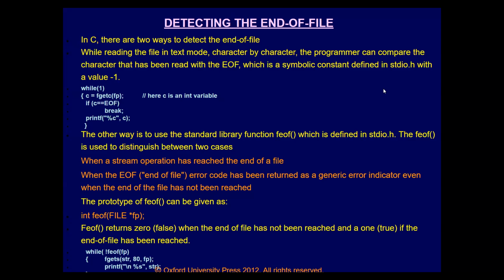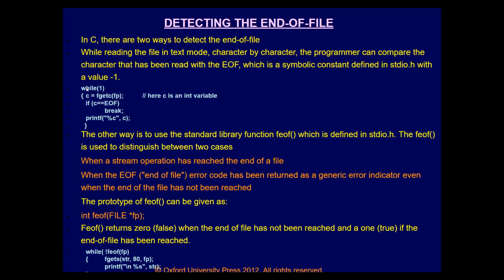Detecting the end of file. In C, there are two ways to detect the end of file. While reading the file in text mode, character by character, the programmer can compare the character that has been read with EOF, which is a symbolic constant defined in stdio.h with the value -1.